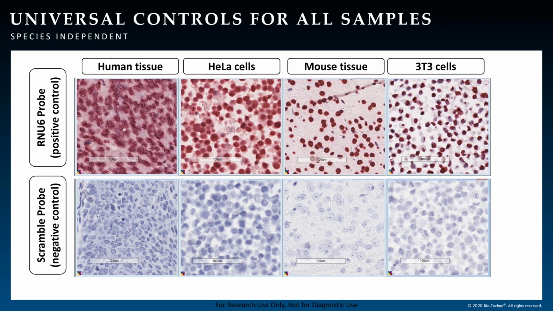A universal scramble probe, shown in the bottom row, is recommended as the negative control probe to demonstrate assay specificity and to be used for data interpretation against your target.